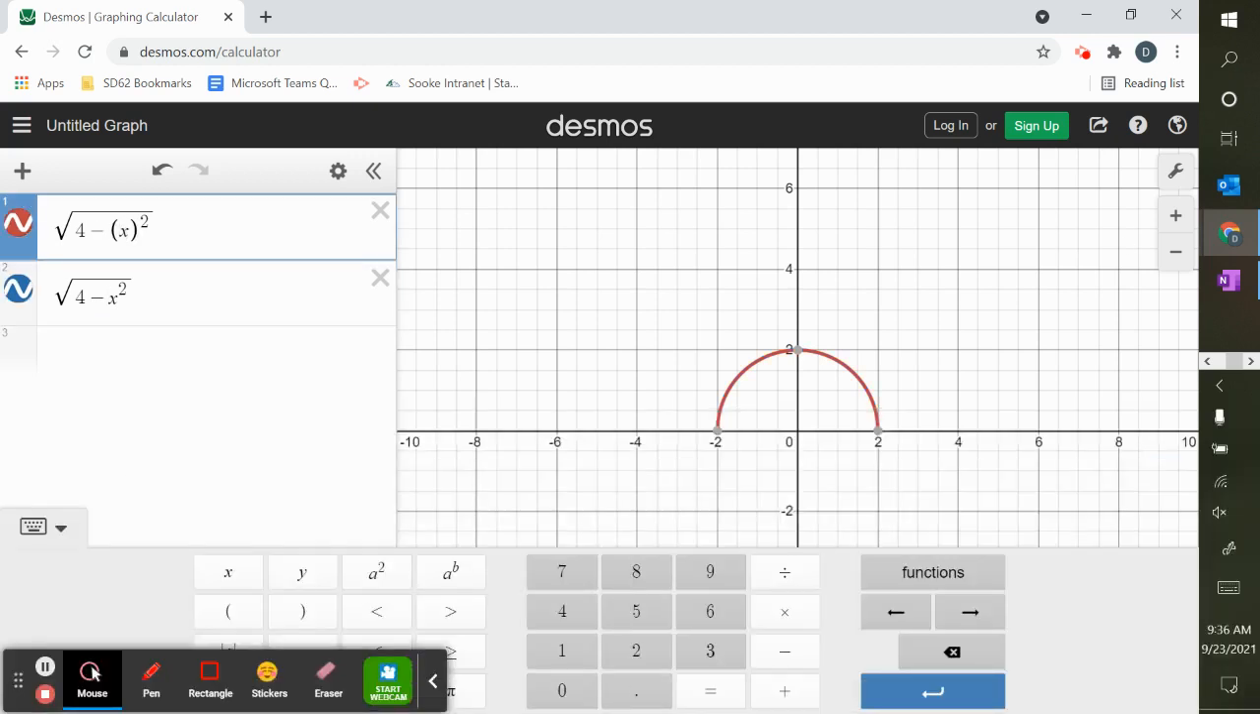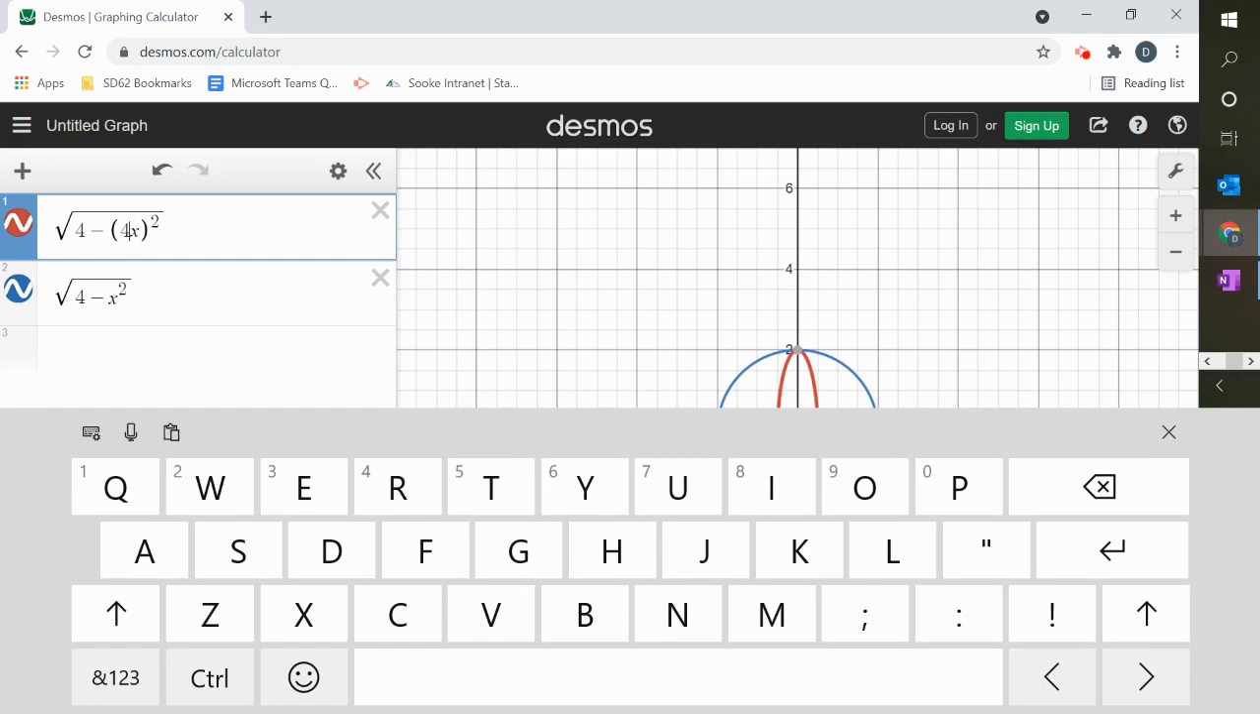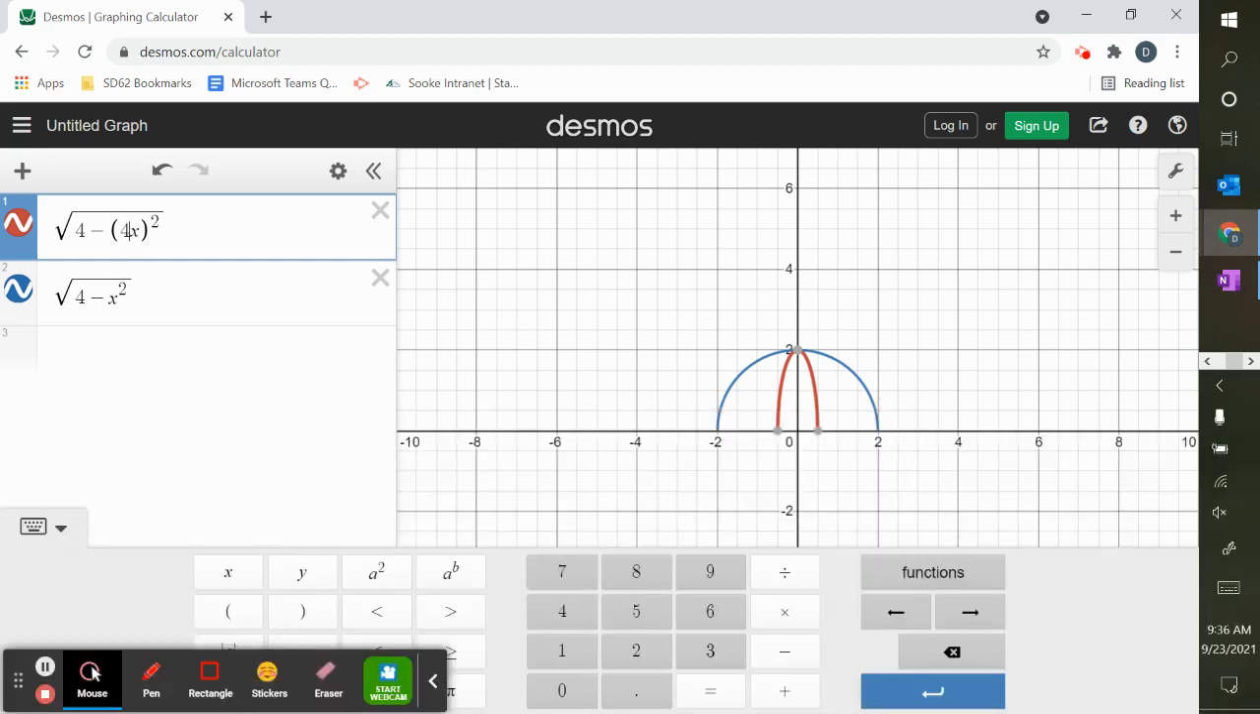So here's our original graph. I'm going to put a 4 right there. What'd it do? It shrunk. The b value is the tricky part of this whole unit. Because when you put a whole number in there, a number greater than 1, the graph actually gets smaller. If you put a fraction in there, what's going to happen? It's going to get bigger.